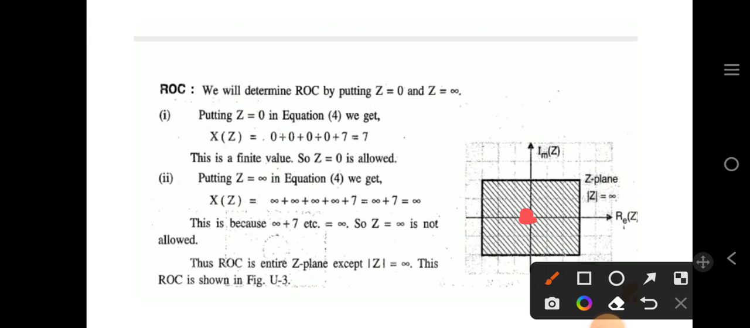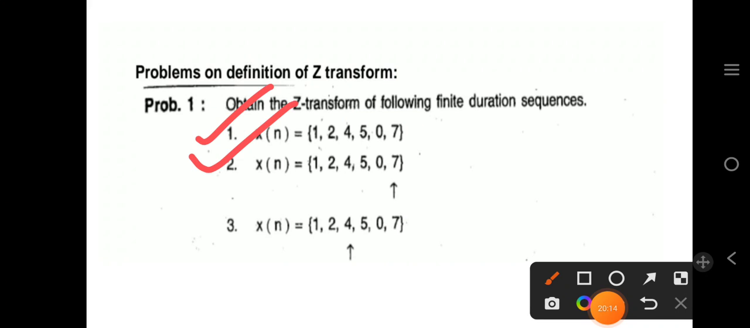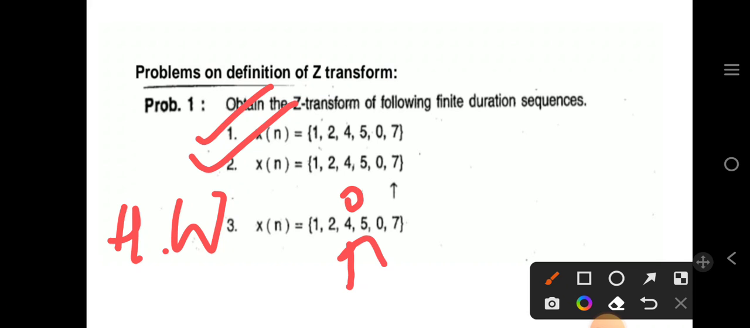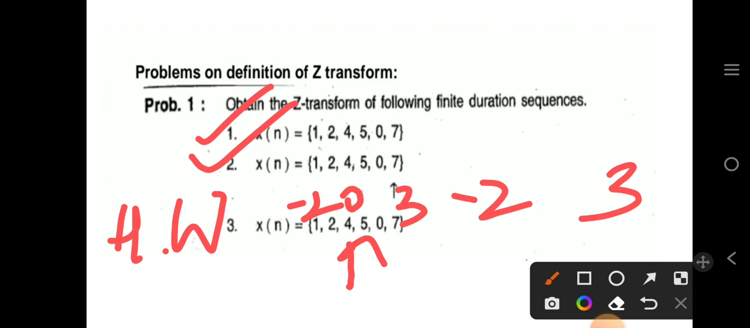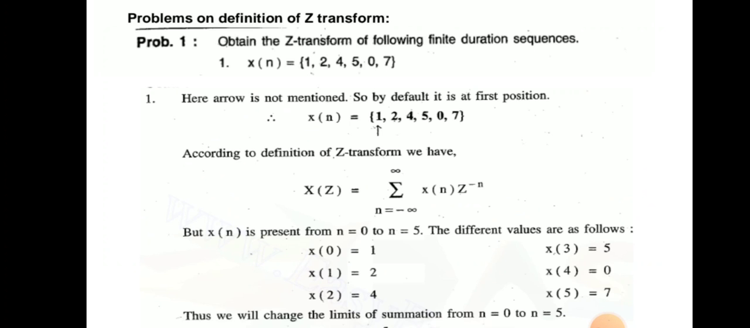Today we have seen two problems. We will just revise once again. In total we have 3 problems. Of these, 2 problems we have solved. The third you have to take as homework. Try this at home. You can see the arrow is represented here, so you can start from 0 and the limits will be from -1, -2. So it will be -2 to 1, 2, 3. So the limit will be -2 to 3. According to this, find the values of x of n, put all the values in the equation and draw the ROC.